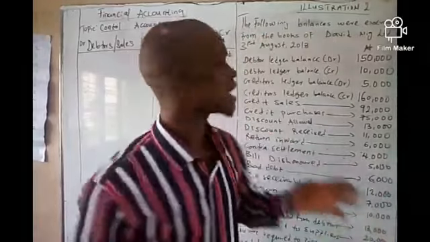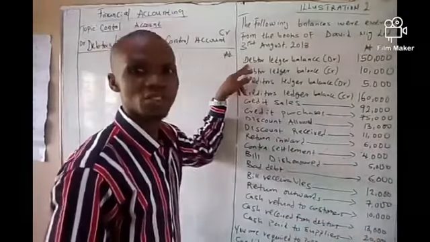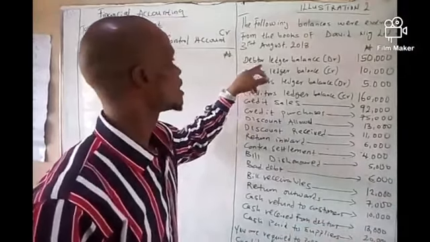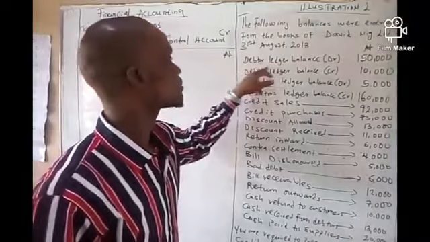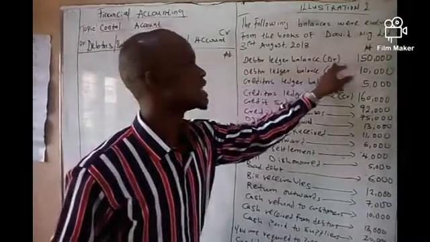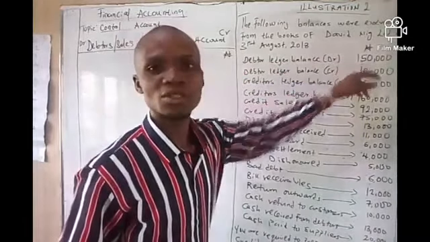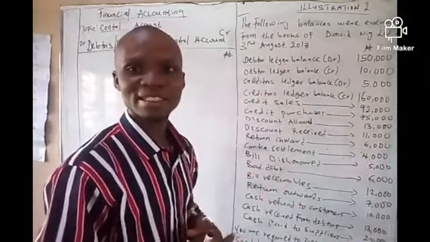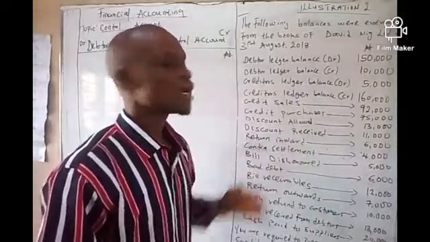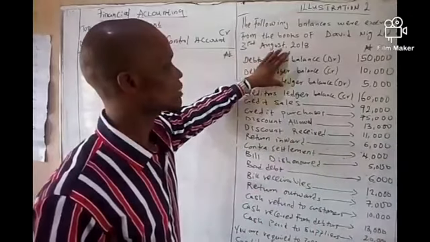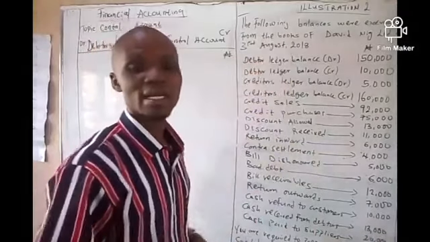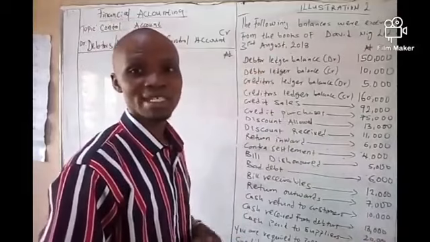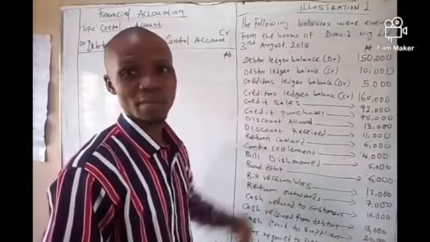Now let's take a look at the board. We have the first transaction here. The first transaction says what? Debtors ledger balance, debit 150,000. Now the first transaction said that debtors ledger balance, debit side, that is now all this balance you have here at the beginning of the question, like I said last time we met, all the balances you have at the beginning of the question, they are the opening balances.